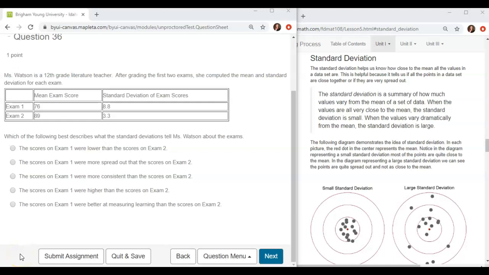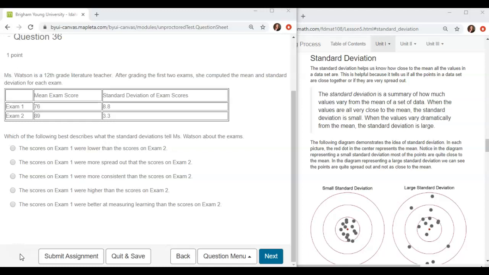Unit 1 Review, question number 36. Ms. Watson is a 12th grade literature teacher. After grading the first two exams, she computed the mean and standard deviation for each exam. Exam 1: mean 76, standard deviation 8.8. Exam 2: mean 89, standard deviation 3.3.